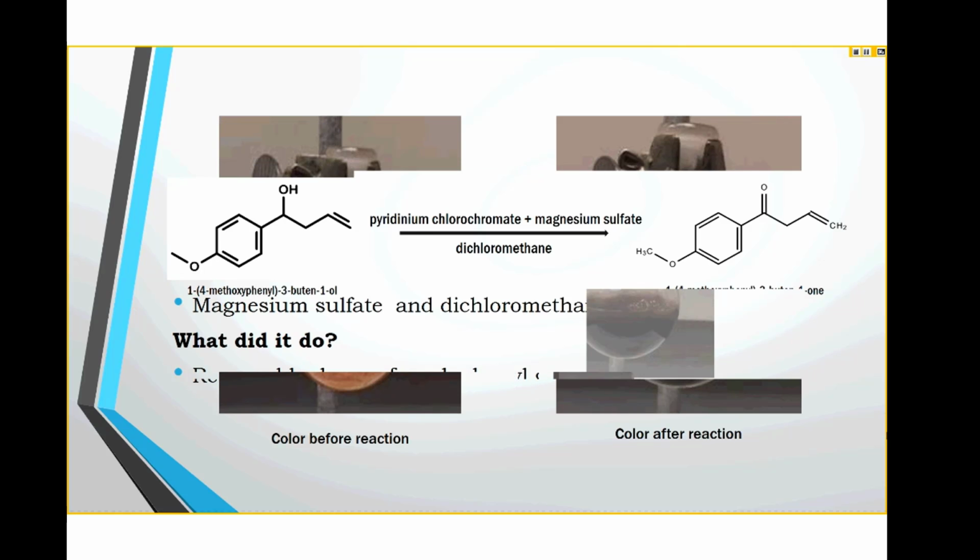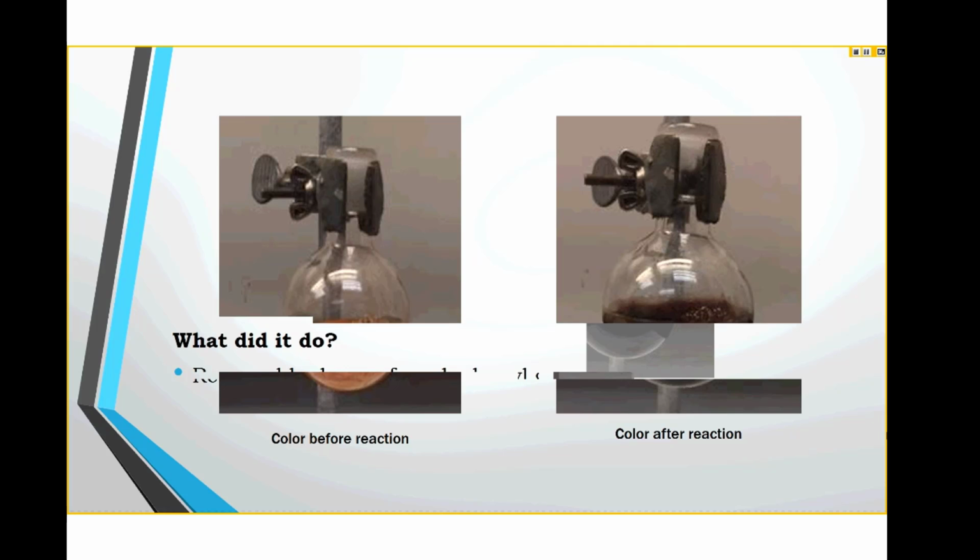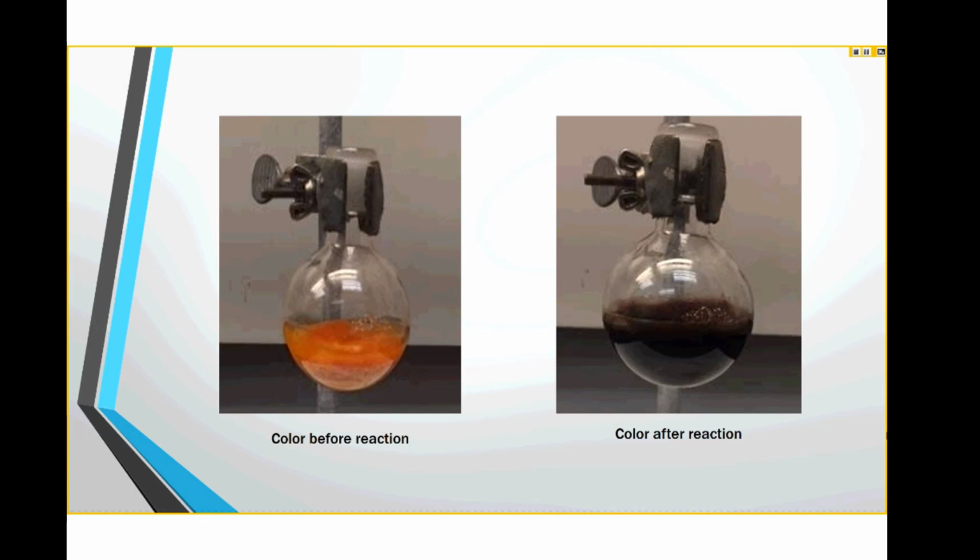And then here we have a picture of the reaction before. This is with the alcohol, pyridinium chlorochromate, the magnesium sulfate, and the dichloromethane. And here's what the reaction looked like after running from 30 to 45 minutes. And this color change indicated that the reaction ran fully.